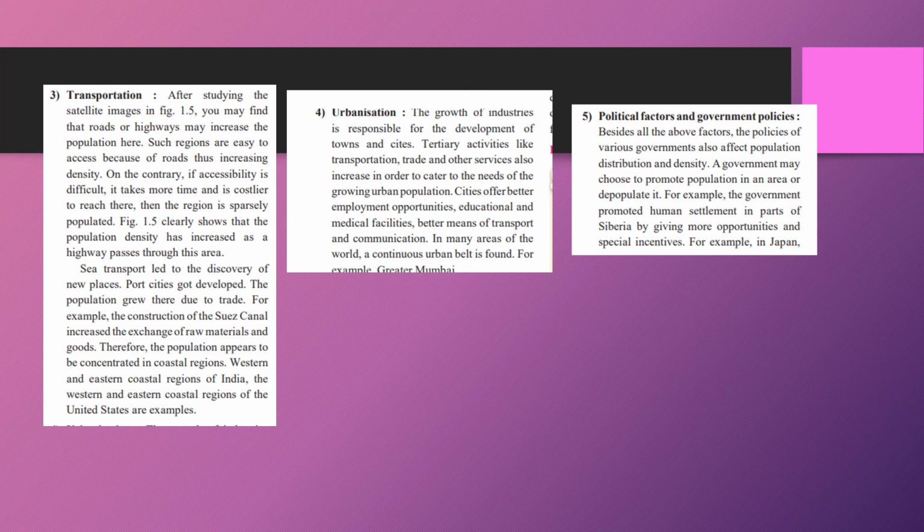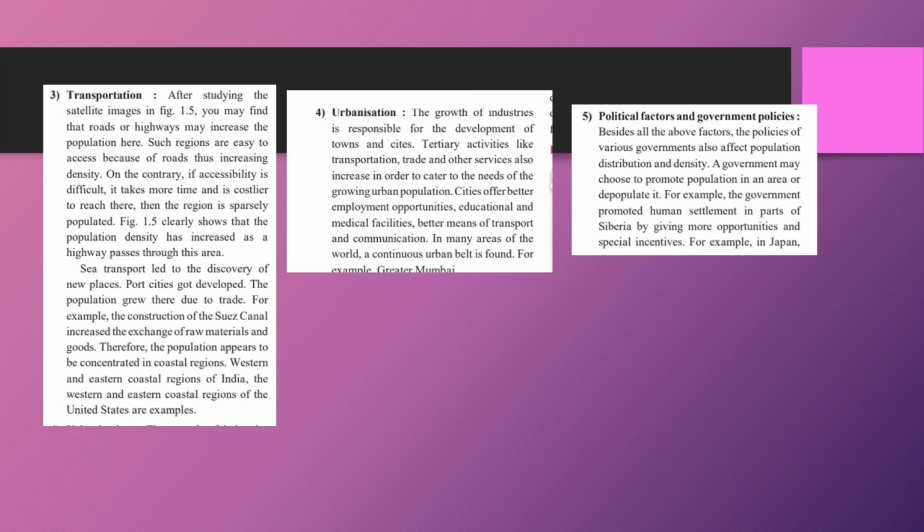The fifth important point is political factors and government policies. Besides all these four points, the policies of various governments also affect population. A government may choose to promote population in an area or depopulate it. So everything depends on the government. If the government is for the people, there will be densely populated areas. If the government is very strict, then the people of that country will think of settling somewhere else.